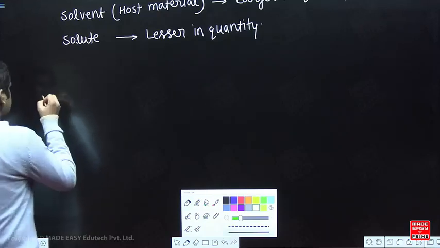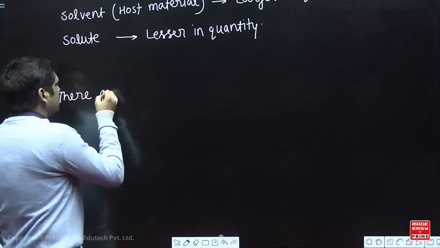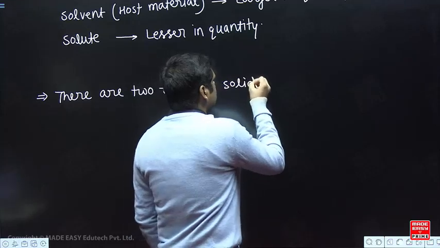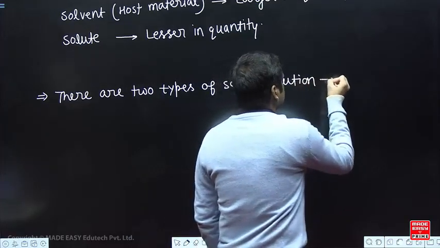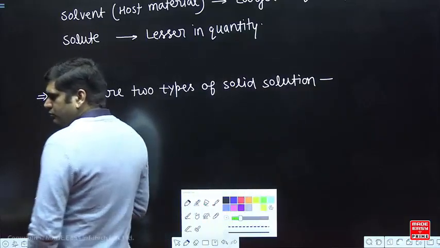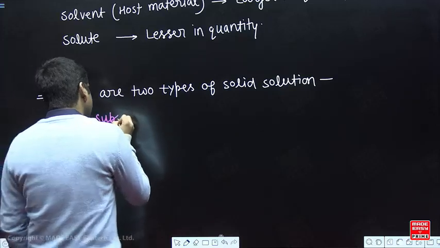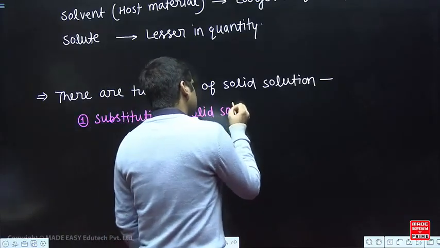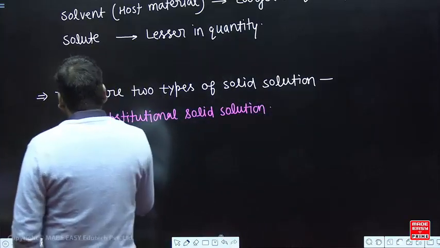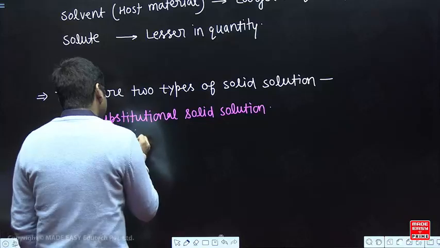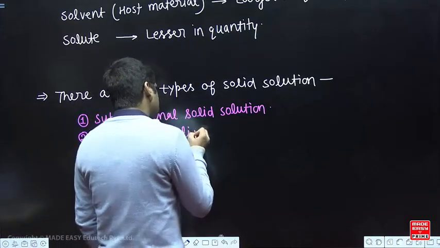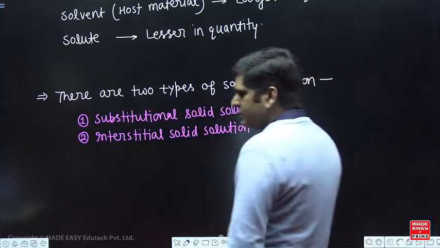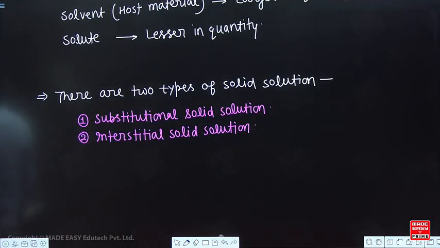There are two types of solid solution: substitutional solid solution and interstitial solid solution. Please note down quickly.